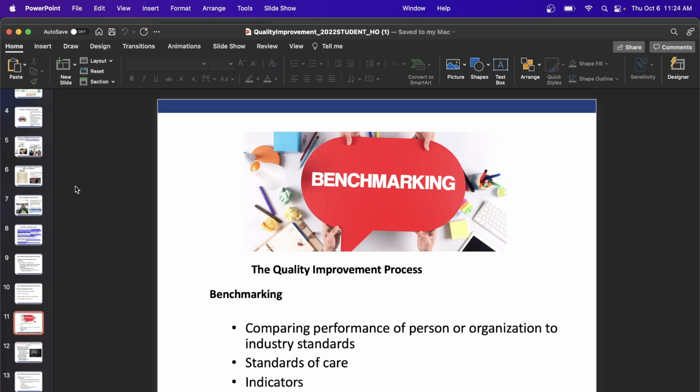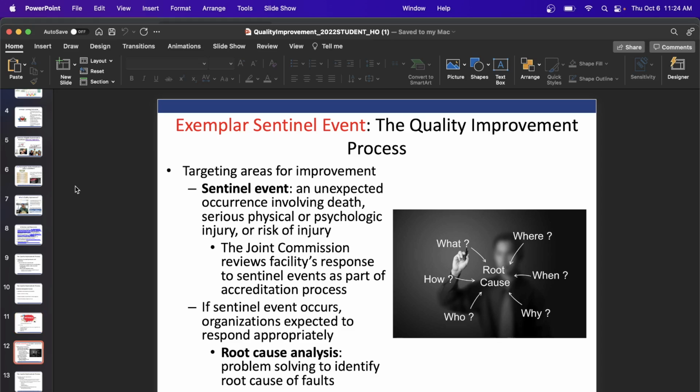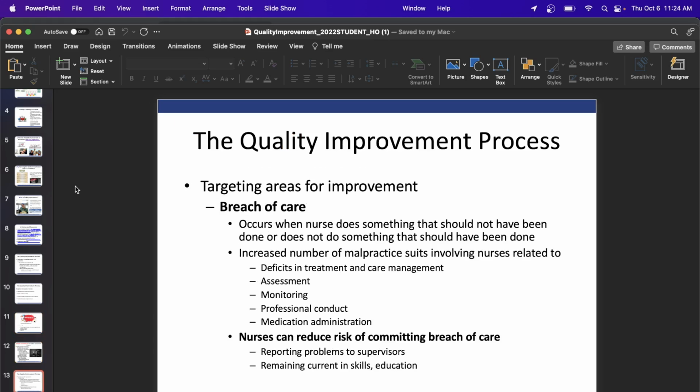So breach of care occurs when the nurse does something that should not have been done, it may be giving the wrong med to the wrong patient, or does not do something that should have been done, and that's like a failure to rescue. Doesn't recognize those cues that the patient's decompensating.